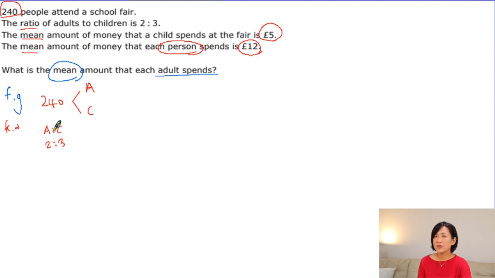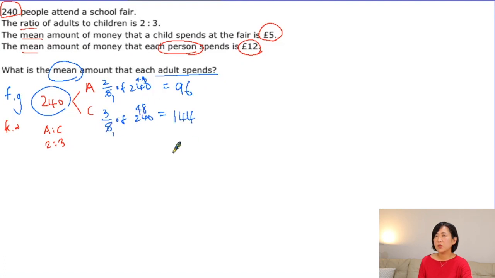As you can see, the ratio between the adults and children is 2:3. So let's change this into fractions. So 2 out of 5 shares: 2/5 of 240 and 3/5 of 240. That gives you the number of adults, when you calculate it, 96, and then that is 144. Then we found the number of children and adults.